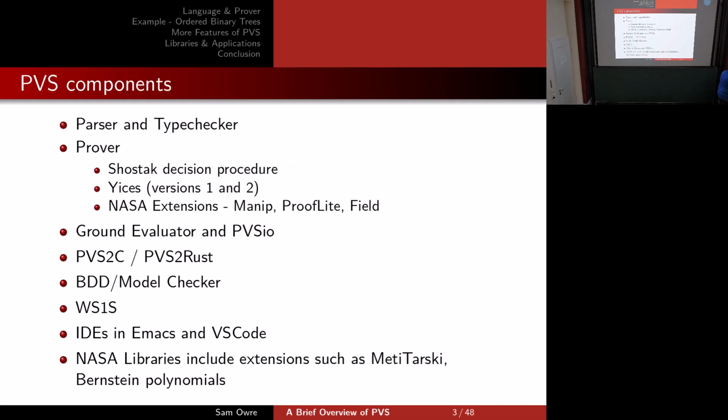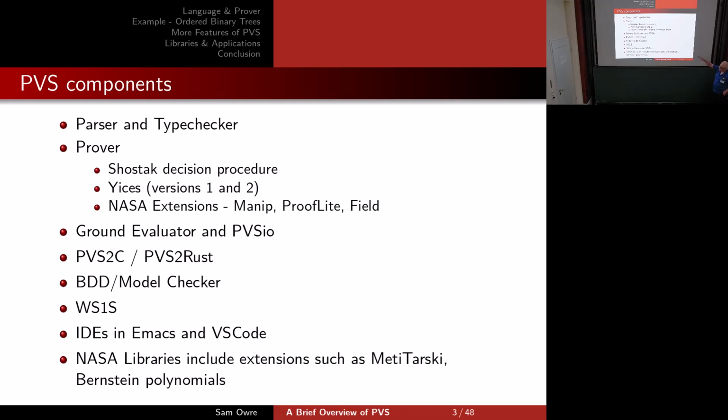But, so it has a lot of components. It's got a parser and type checker. It's got the prover. The prover uses the Shostak decision procedure, but also you can invoke Yices, either version, because there are slight differences between Yices 1 and Yices 2. And it has many NASA extensions. So we've been working for many years with NASA closely. In fact, I have regular meetings with the NASA people who have made all kinds of extensions and mostly made the mathematical libraries that NASA actually provides.